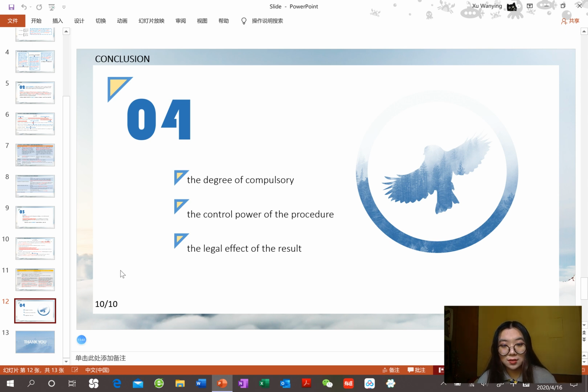Finally, the legal effect of the result is different. The report made by the Conciliation Commission is not binding on the parties to the dispute, which will greatly reduce the risks that the parties should bear. But the award of arbitration shall be final and without appeal, and it shall be complied with by the parties to the dispute. It means the result of the arbitration procedure is legally binding.